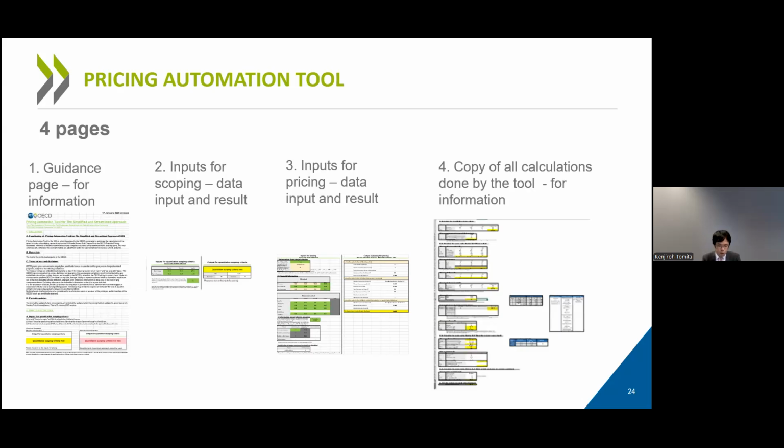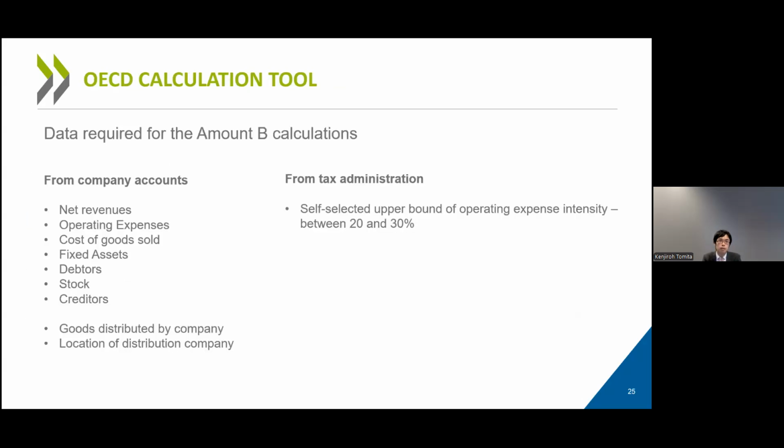And the last page contains a copy of all calculations done by the tool. So that is just for information, and no inputs are required for this page, but that would be useful information for you to understand how the amount B calculation will be done. Could you go to the next page? So here is a list of information that you should fill in to calculate the return with the pricing tool. With only this information and these inputs, you can get the result on the application of amount B. And with that brief introduction, let me move on to the demonstration of the tool.